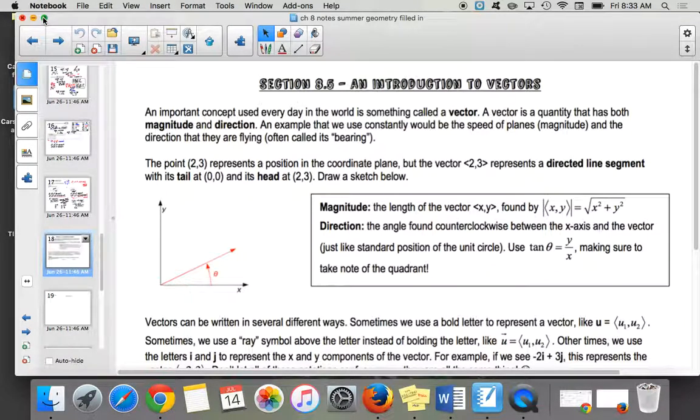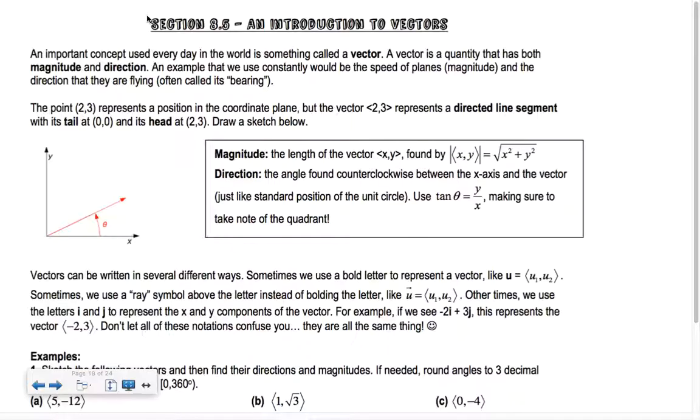8.5 is an introduction to vectors. So have you guys heard of vectors before? Do you know what I mean by that? Yeah, so vectors are used a lot in physics. So if you guys go on to take a physics class or whatever, you're going to see vectors a lot.